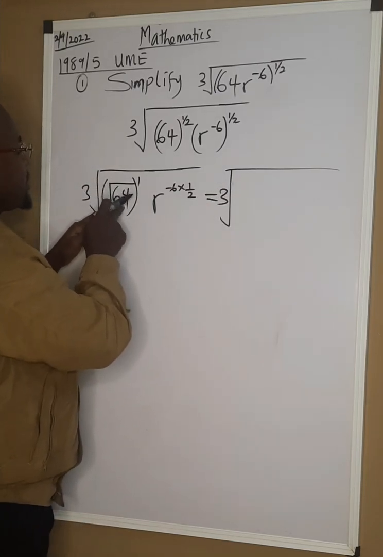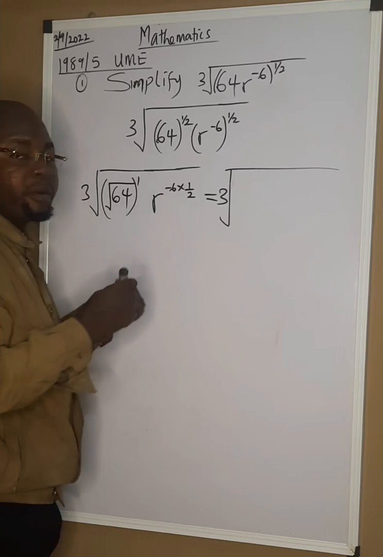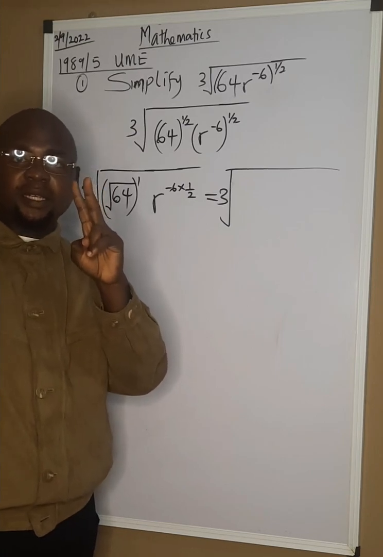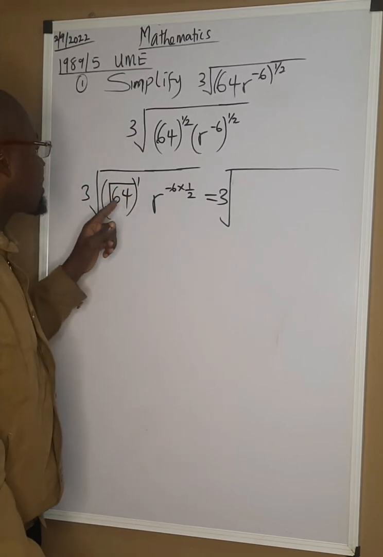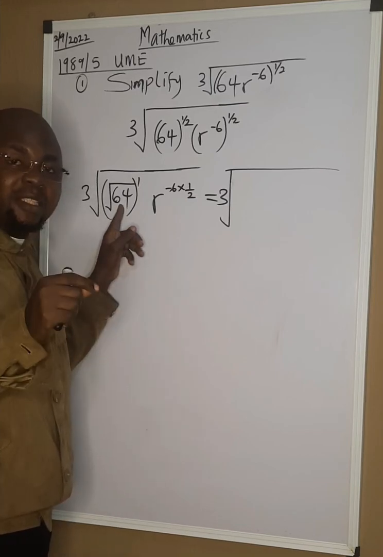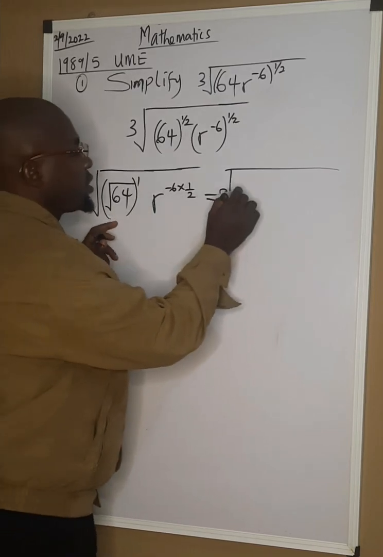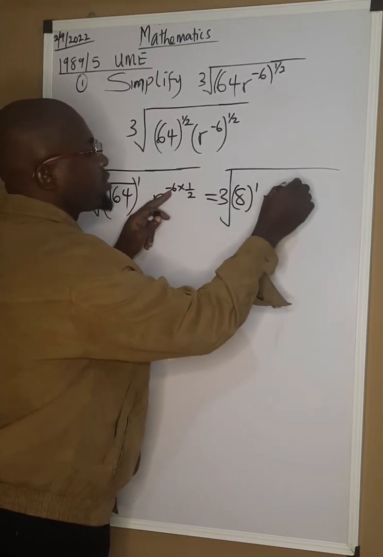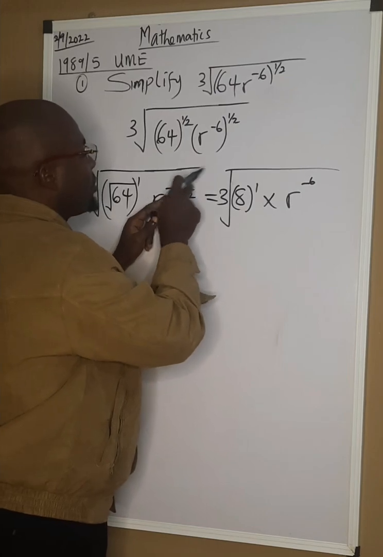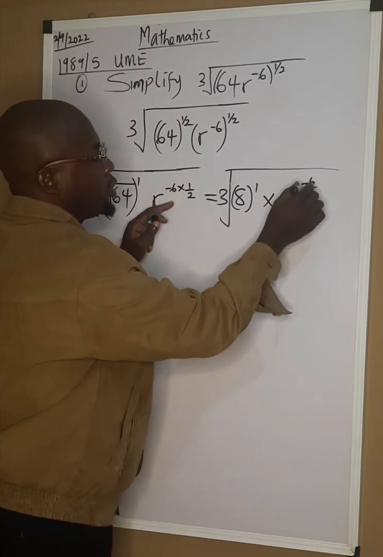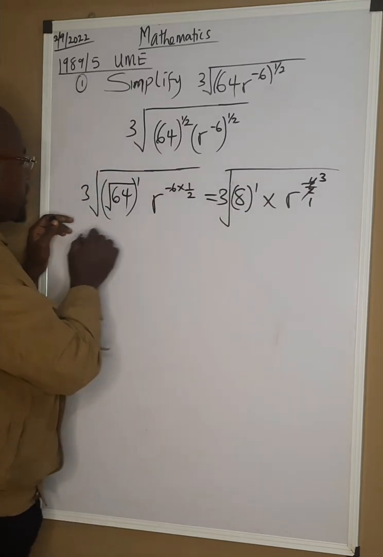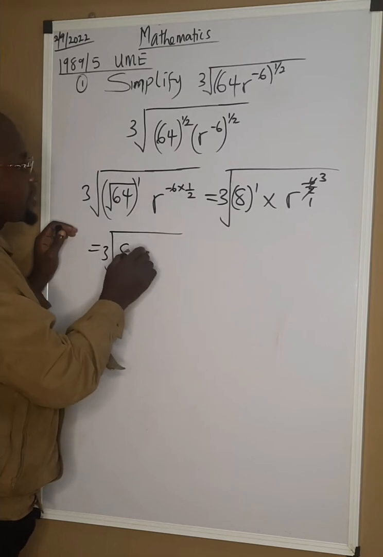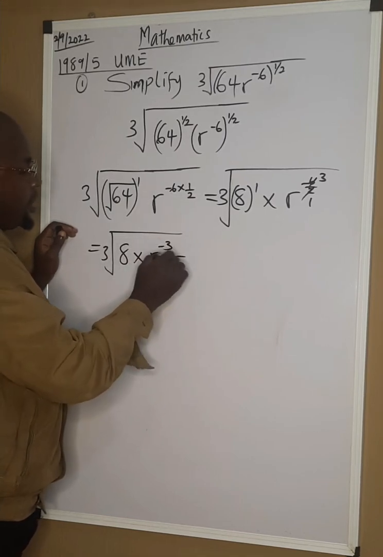The square root of 64 becomes 8. By square root, you look for a number that you multiply twice to get 64. So 8 times 8 becomes 64. This becomes 8 in bracket raised to power 1 times r. Then 6 times 1 becomes 6, divided by 2. 2 here 1, 2 here 3. So this becomes the cube root of 8 raised to power 1, which is 8, times r^3.